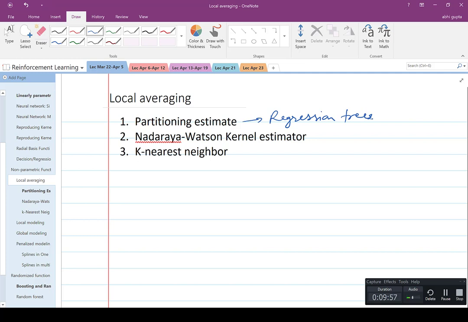The second type of local averaging estimate is the Nadaraya-Watson kernel estimator, which uses some sort of kernel function to weigh the values of Zi's depending on the distance between the point X at which you are interested and the points Xi's that are in your data set. And then there is the nearest neighbor function approximator, and this is something you've done in assignment 3. I think this was problem 6, but it may be problem 7. It was the last question in that assignment.